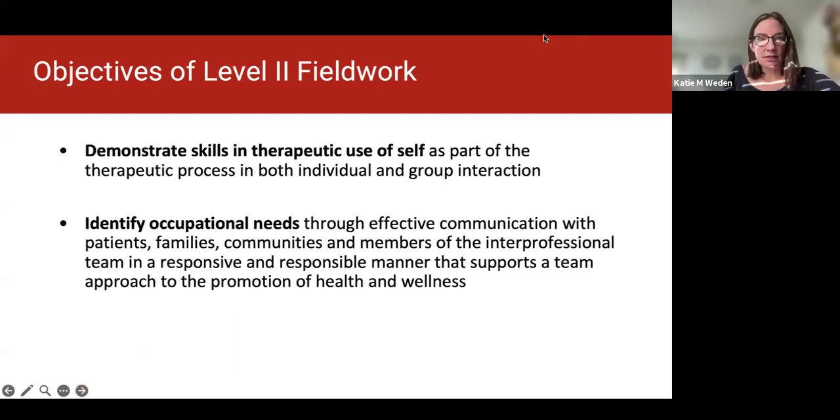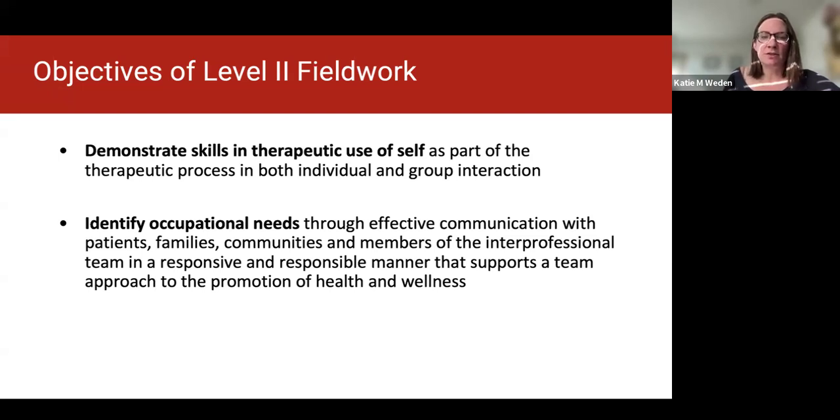Okay, and then some last areas, demonstrate skills. And so there's a whole section just on your therapeutic use of self. The prior section kind of touches on that, on how you're able to respond, right, to how your client's responding to the intervention. But then there is a whole section where they're going to be looking at your therapeutic use of self, both just in individual and group interactions.